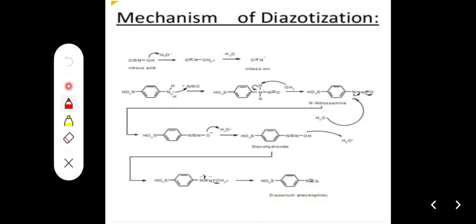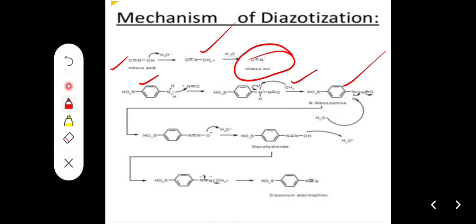The mechanism of diazotization: first there is nitrous acid. Nitrous acid takes a hydrogen, so H2O can be produced. H2O is removed, so the nitrosonium ion is produced. Now the aromatic amine attacks the nitroso group. Here water abstracts hydrogen, and again water abstracts hydrogen.